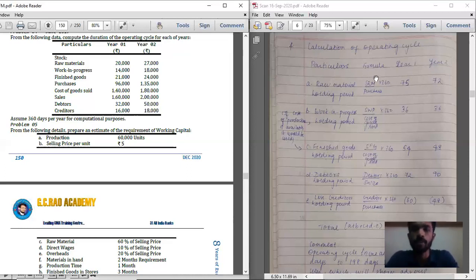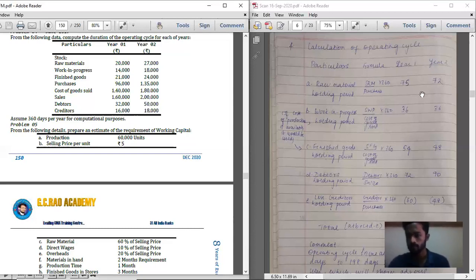You simply have to remember this formula. For raw material, it is raw material divided by purchases into time period. So if we calculate using this formula for year 1, it is 75 days. Whereas for year 2, the raw material is 27,000 and purchases 1,35,000 into 360. So for year 2, it is 72 days.